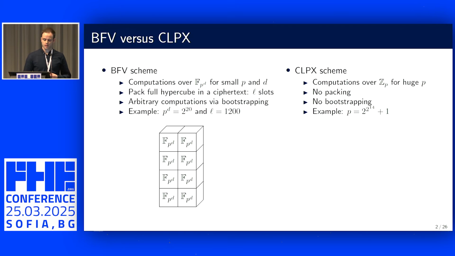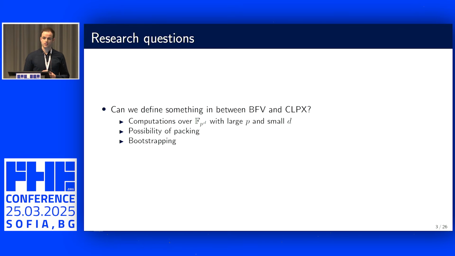Just to give you an idea of the size of the parameters that we are talking about, in the BFV scheme, we could work with a finite field of 2 to the 20 elements and pack 1,200 such elements in a ciphertext. In the CLPX scheme, we could work, for example, with this very large 2 to the 14-bit number as a modulus. But in practice, in some applications, you don't even need such a big modulus. So for that reason, we will be asking the following research question.